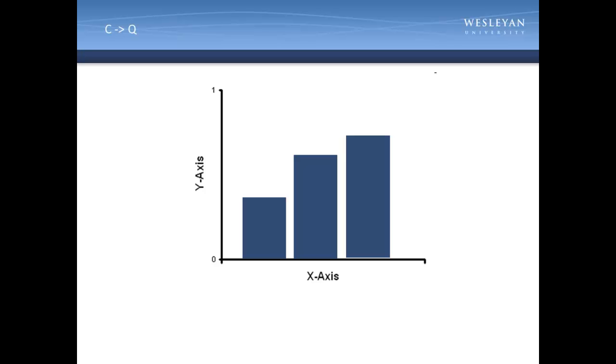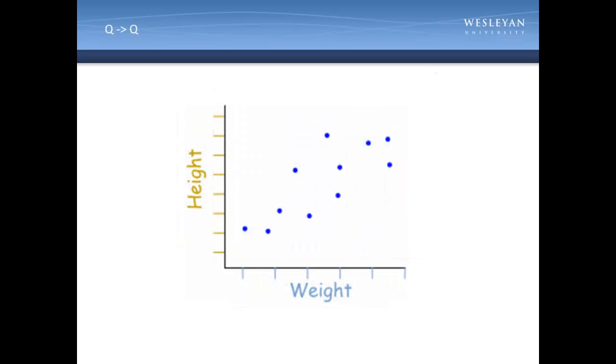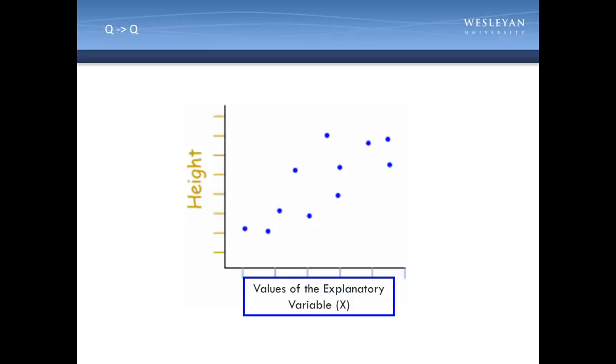When visualizing a categorical to quantitative relationship, we use a bar chart with the explanatory categories on the x-axis and the mean of our response variable on the y-axis. Finally, when visualizing a quantitative to quantitative relationship, we use a scatter plot, in which each observation is displayed according to the variables on the explanatory and the response variables.